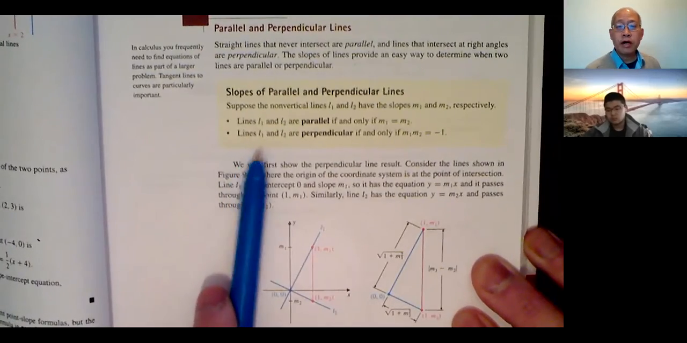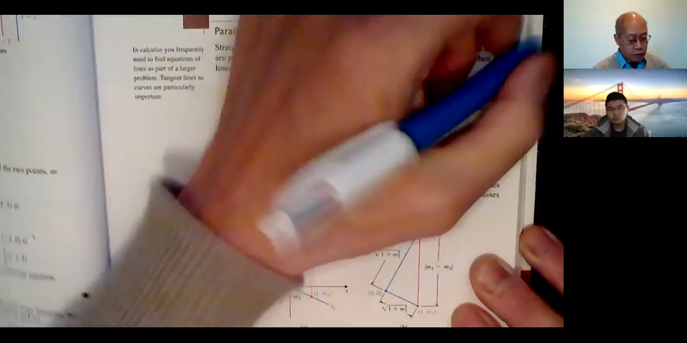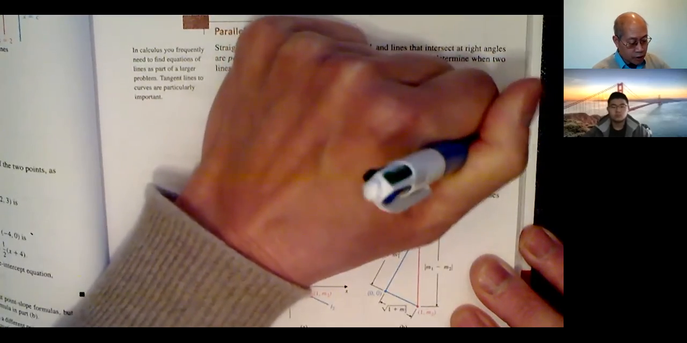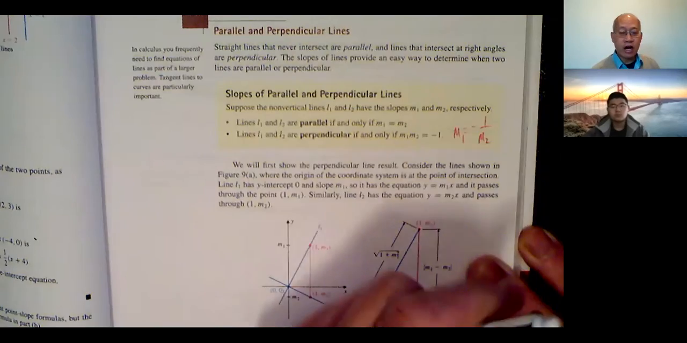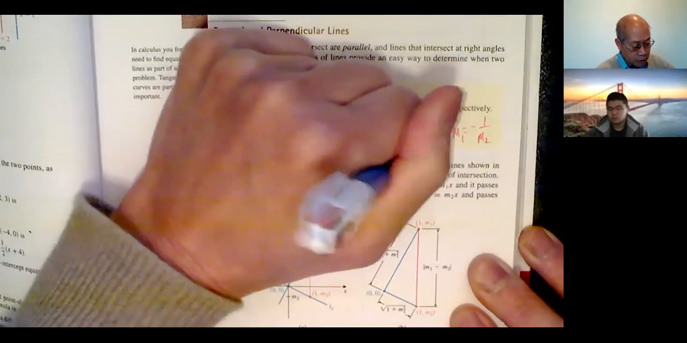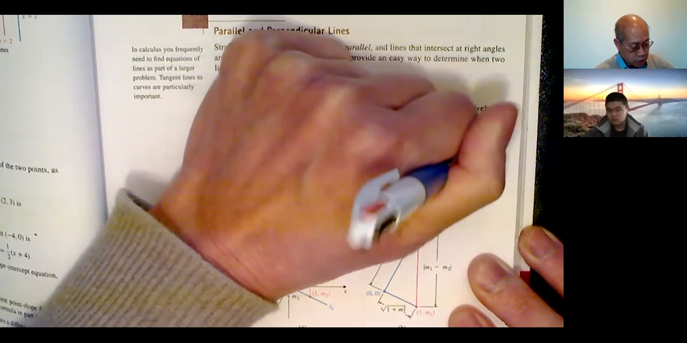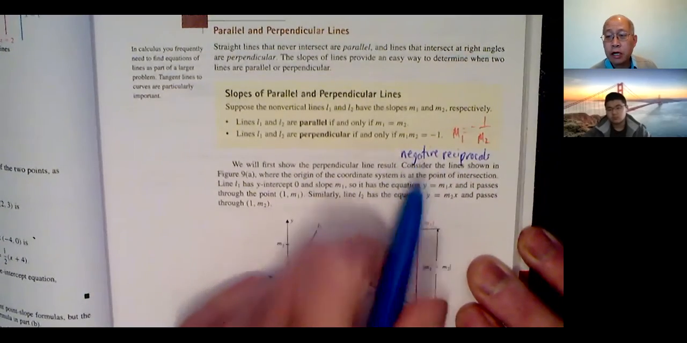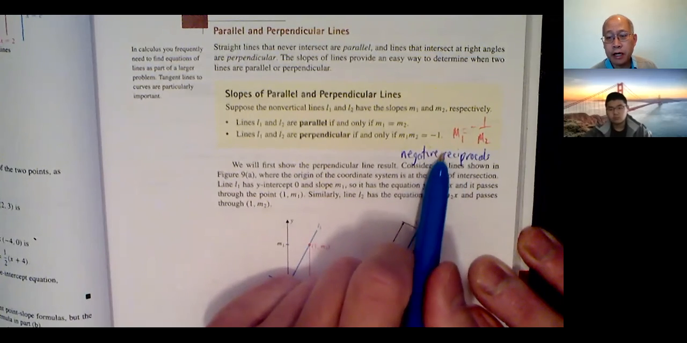Okay, lines L1 and L2 are perpendicular if and only if M1 times M2 equals -1. Okay, I'm going to write something extra here. If I divide, I get M1 equals -1 over M2. This says the same thing. M1 equals -1 divided by M2. These are called negative reciprocals. They are negative reciprocals of each other. So that means you flip the fraction and change the sign, and that will lead to perpendicular lines.